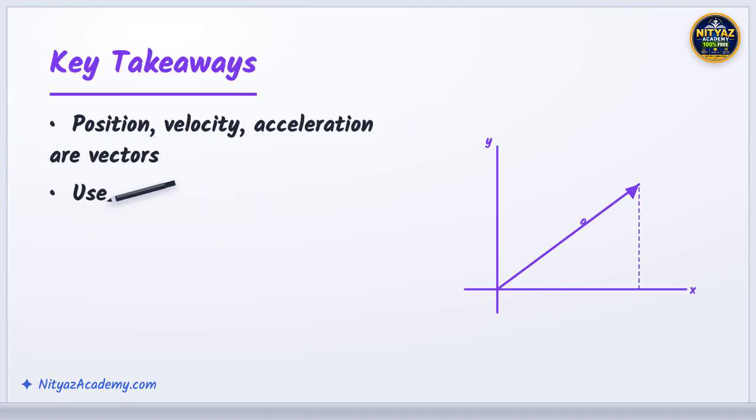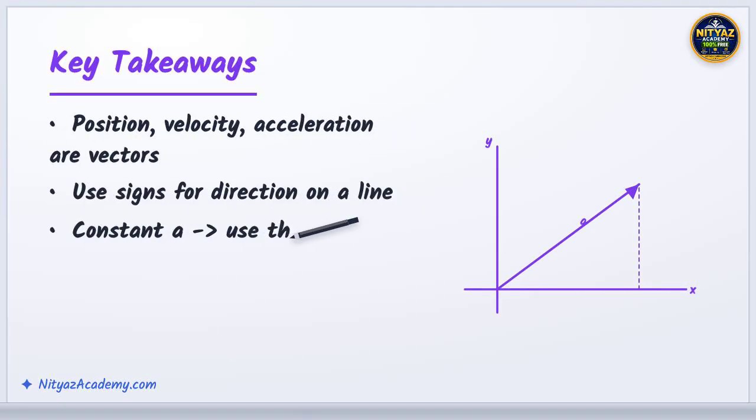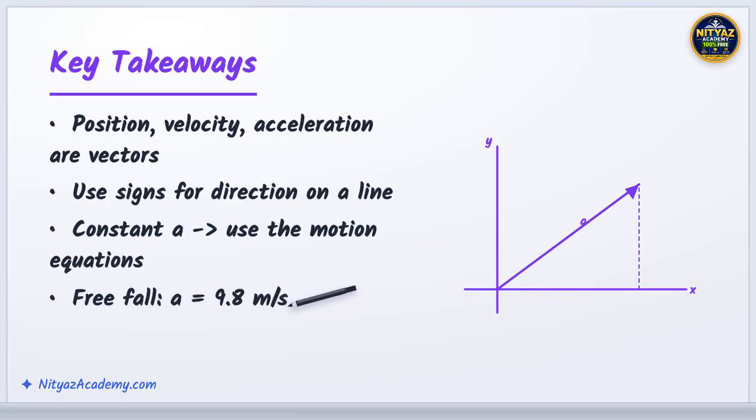Let's wrap up. Motion on a line is captured by position, velocity, and acceleration, and signs tell us direction. When acceleration is constant, the two motion equations predict velocity and position at any moment. Free fall is the classic constant acceleration case. Master these ideas and you can describe almost any straight line motion you'll meet.